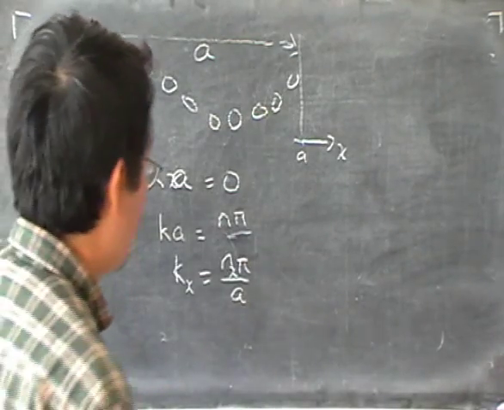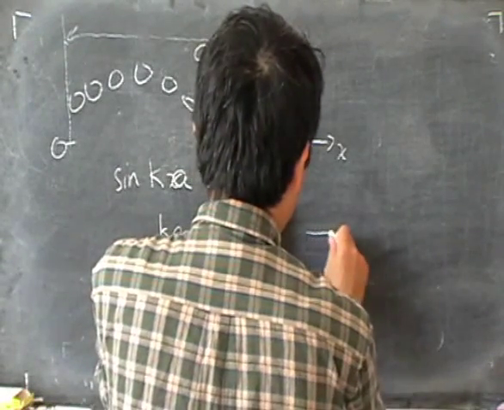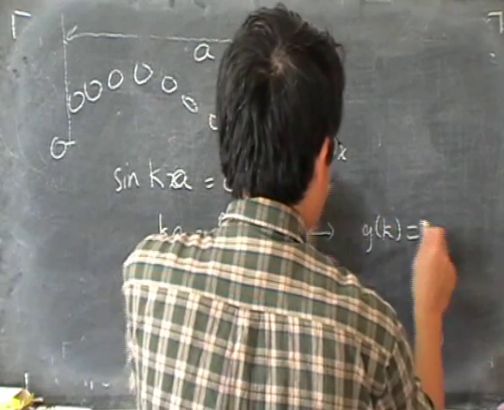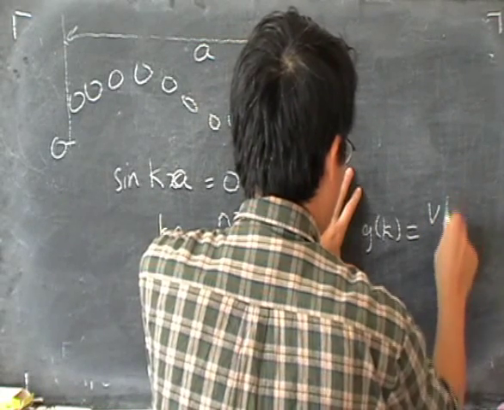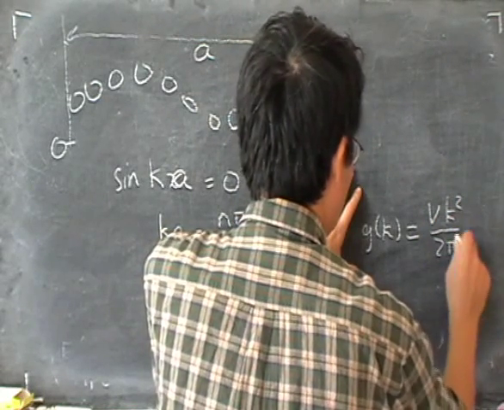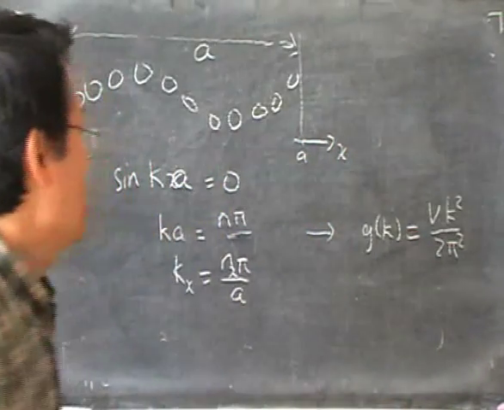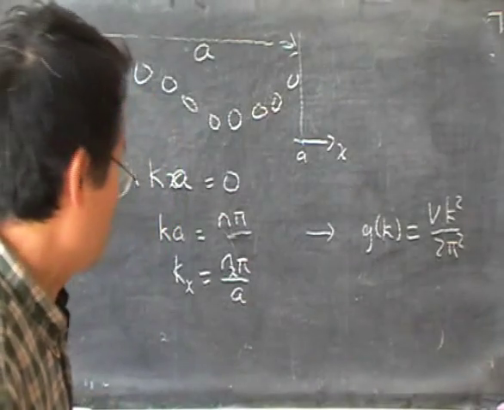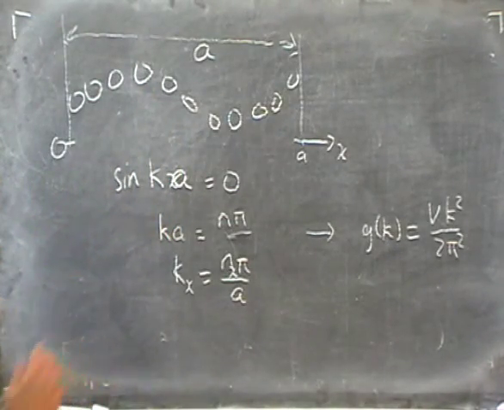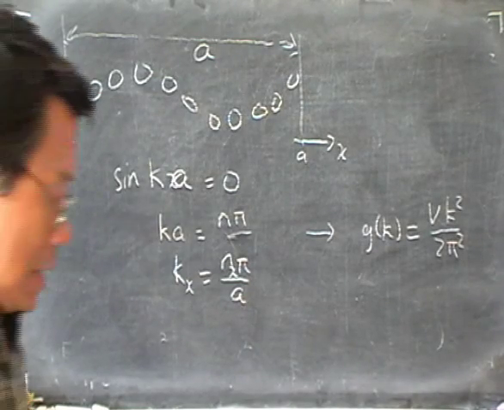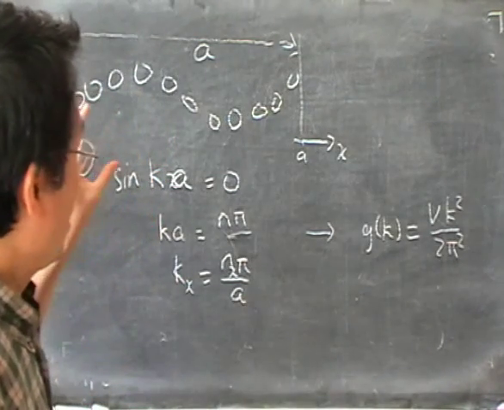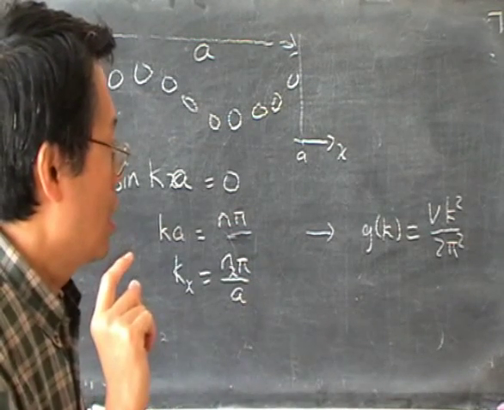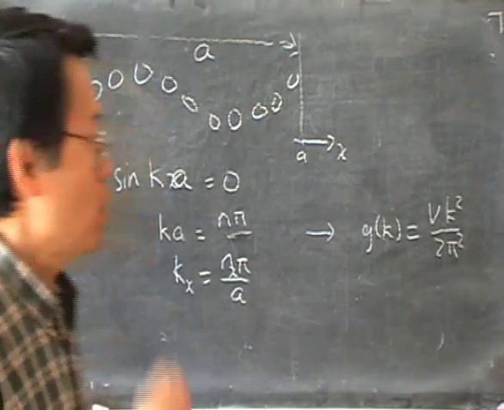Following the same argument as the ideal gas, we would therefore arrive at a density of states, the same density of states, g(k) = V k squared over 2 pi squared, which is what we have seen for the ideal gas. So this tells us the number of possible k states that we can have. Now, but in the case of phonons, there is a complication. The complication here is this.